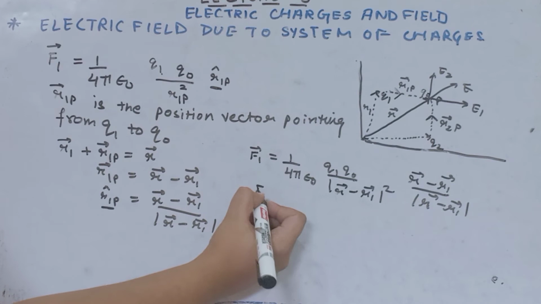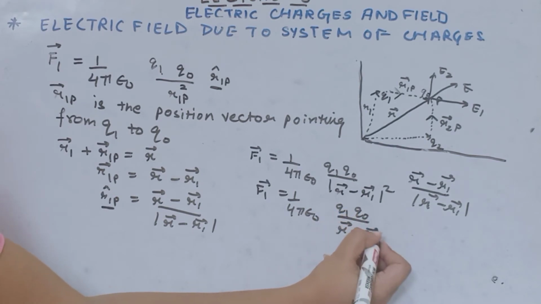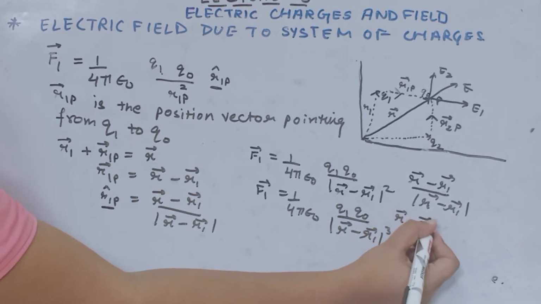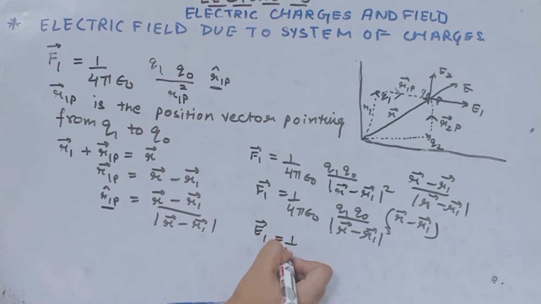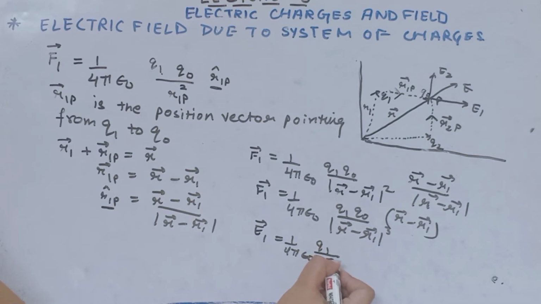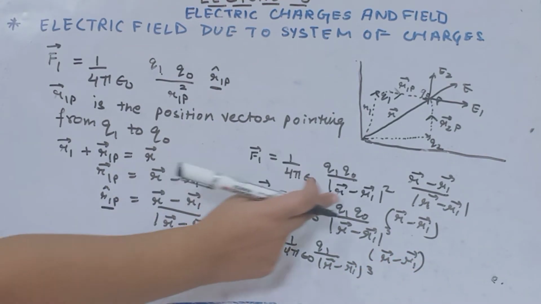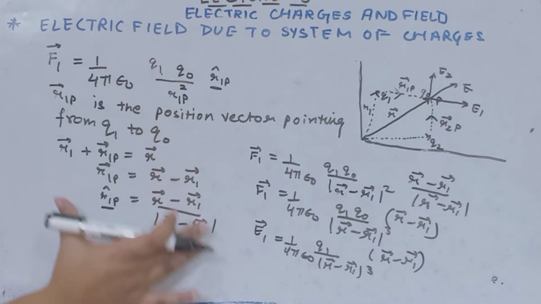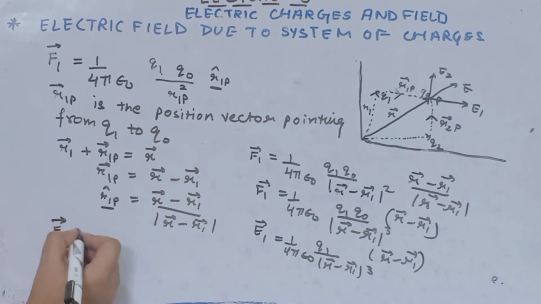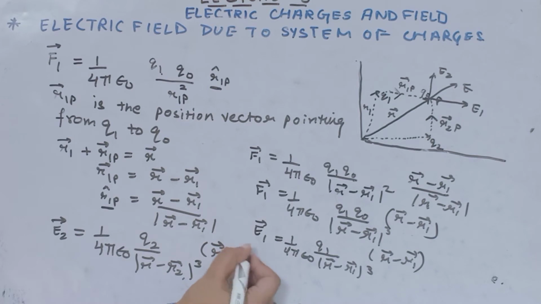So we get F1 as 1 upon 4 pi epsilon naught Q1 Q0 upon magnitude of R vector minus R1 vector whole cube into R vector minus R1 vector in the vector form. So very easily the electric field becomes 1 upon 4 pi epsilon naught Q1 upon magnitude of R vector minus R1 vector whole cube into R vector minus R1 vector, because we have just divided it by the test charge. So this is the electric field generated by Q1 at point P. Similarly, following this rule again, we'll get E2 as 1 upon 4 pi epsilon naught Q2 upon magnitude of R vector minus R2 vector whole cube into R vector minus R2 vector.